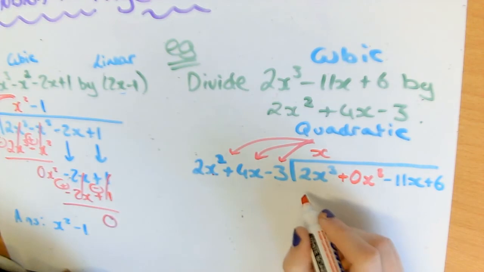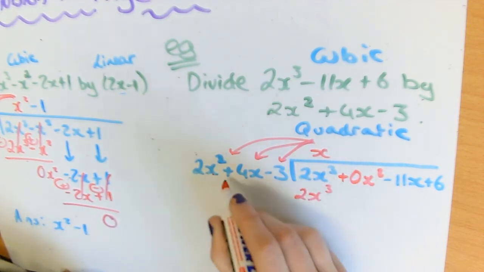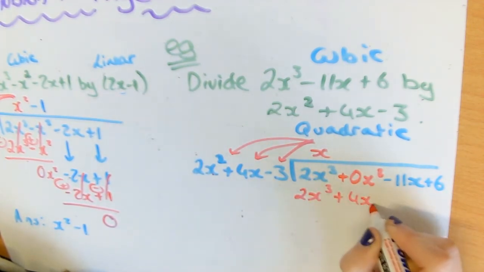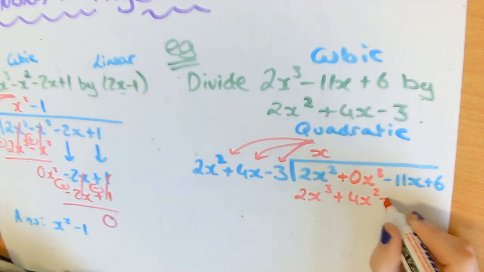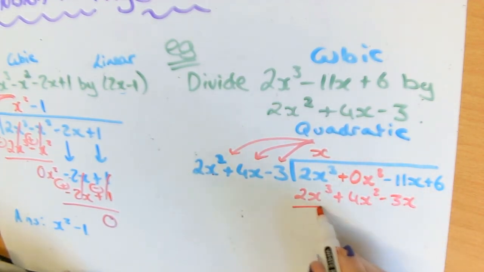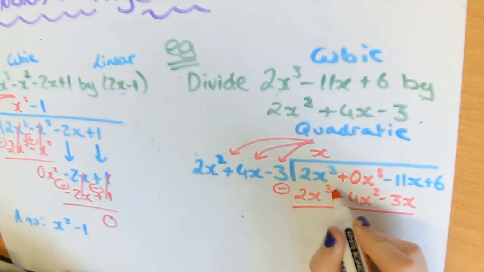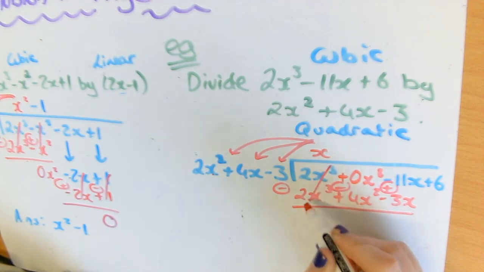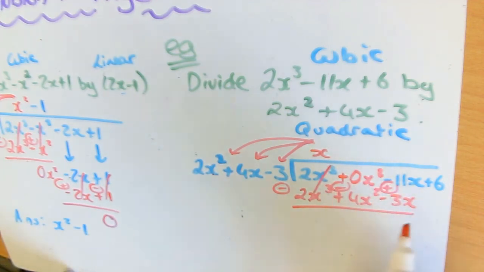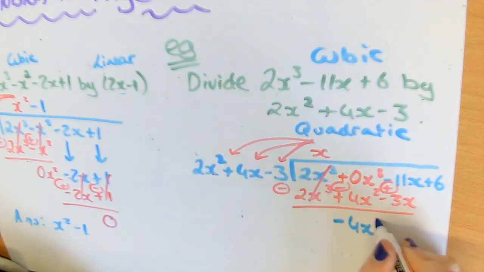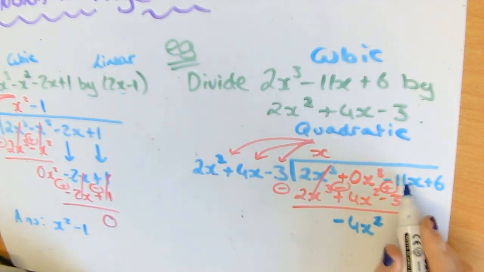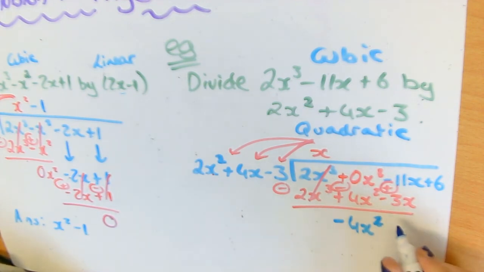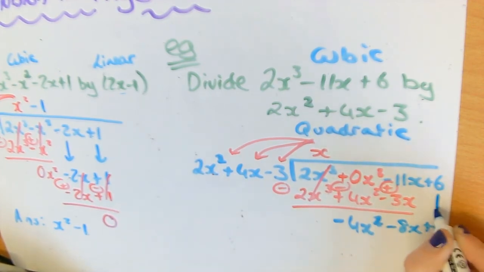So x by 2x squared gives me 2x cubed. X by 4x gives me plus 4x squared. And x by minus 3 gives me minus 3x. I underline and I change my signs. So I have a minus, and a plus. 2x cubed minus 2x cubed cancels. 0x squared minus 4x squared gives me minus 4x squared. Minus 11x plus 3x gives me minus 8x plus 6, because I'm going to bring down my 6 from up here.